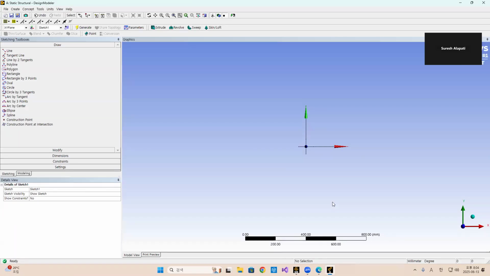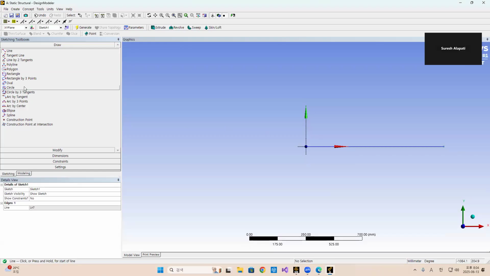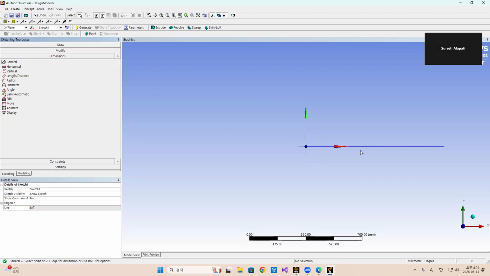Because the total length is 600 millimeters, you can start from here, 0, 0, and draw a horizontal line. The total length of this one is 300 plus 300, 600. So you can model that as a single line. Dimensions: 600 millimeter.